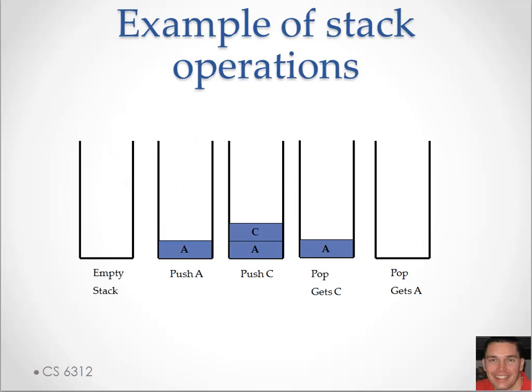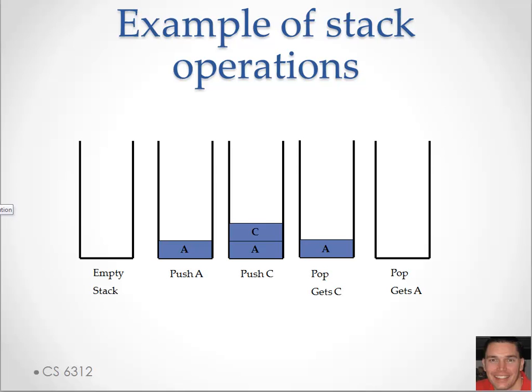So I've got an example of a stack operation here. We start off with an empty stack. If I say push A, it puts A on the top of the stack. Push C puts C on top of the stack. And then I say pop. That's going to return me whatever's on the top of the stack, which is C. That leaves A as the top of the stack, and then I say pop, that's going to return me whatever's on top of the stack. In this instance, it is A.